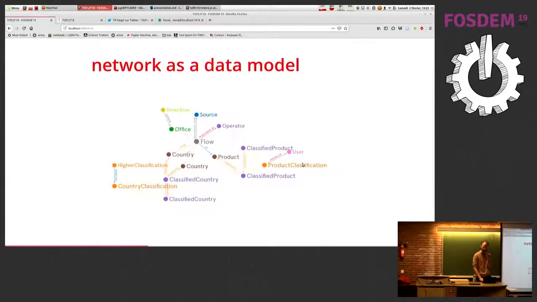So this is our data model. Basically on this, we have the flow node in the center, and this branch is how we aggregate country names through our classification system. This branch is about how we aggregate products through our classification system, sources, operator, and direction. Right.